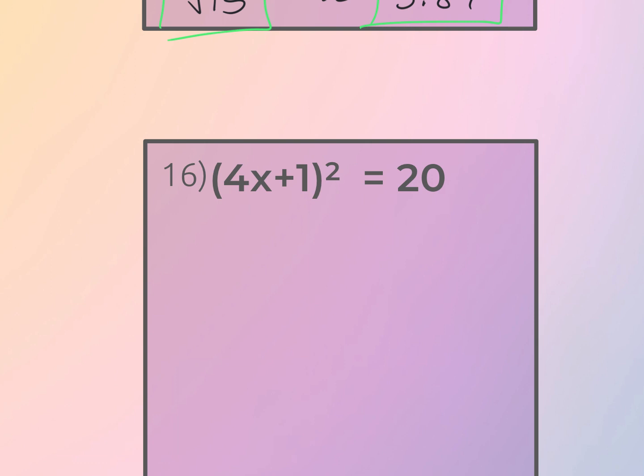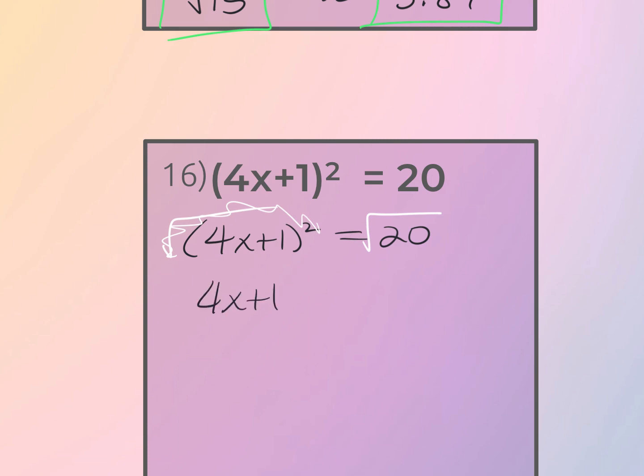Notice this time my square term is a binomial. It's isolated. So I'll go ahead, take my binomial that's squared. It's isolated, so I need to square root both sides. When you square root that binomial squared, it just cancels the square and the 4x plus 1 comes out. And then over here, I'm left with plus and minus the square root of 20.